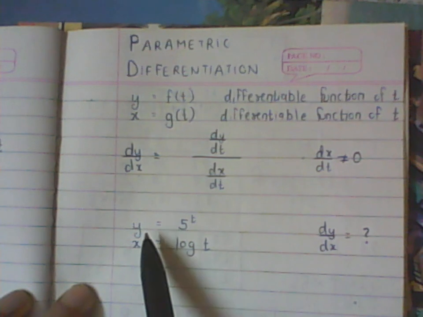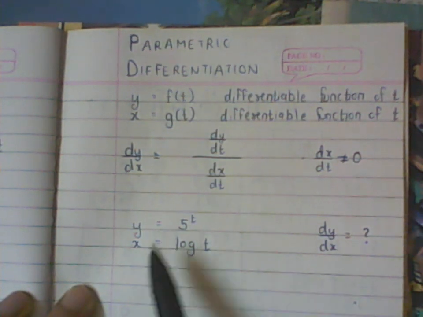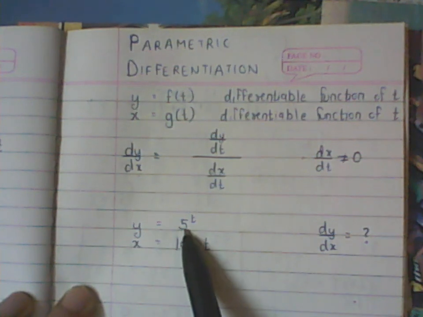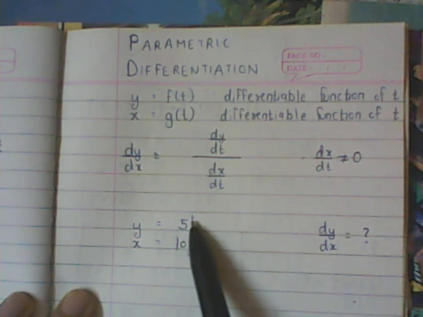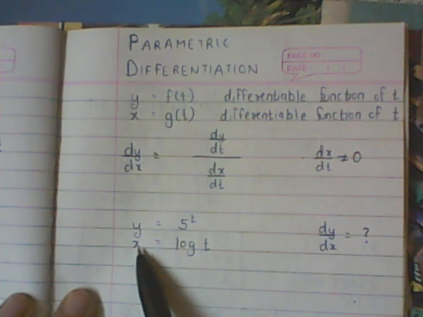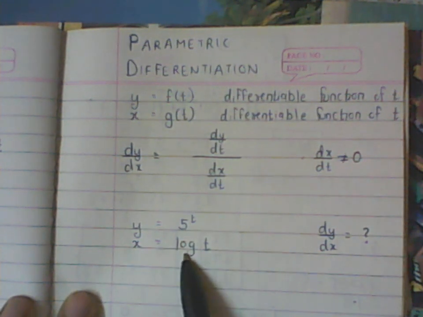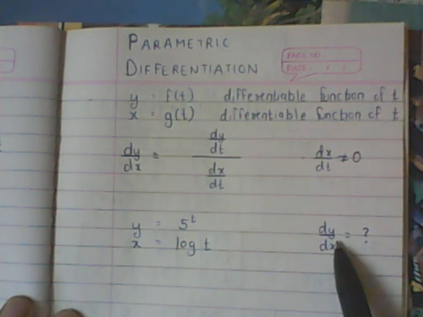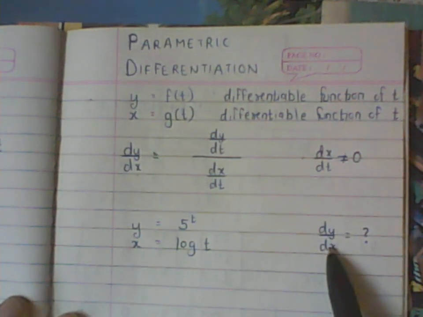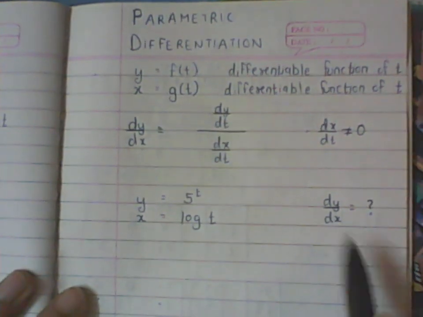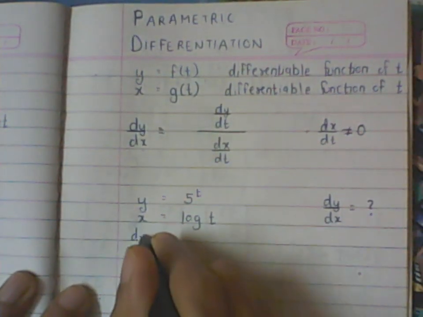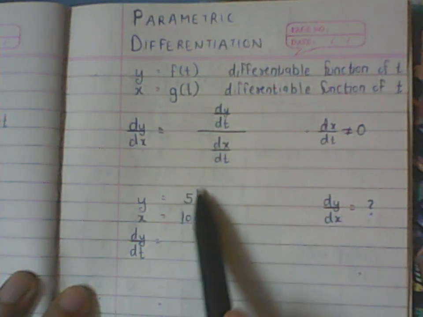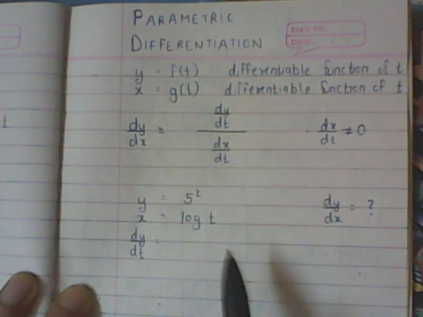So I'll demonstrate this with an example wherein, let's say we have a function y, which is 5 raised to t. So it's a differentiable function of t, of course, and x is equal to log of t, which is again a differentiable function of t. So I can talk about what dy by dx will look like in this case. First, I'll need to find dy by dt, which is nothing but the derivative of 5 raised to t with respect to t. And again, it's a very standard derivative.